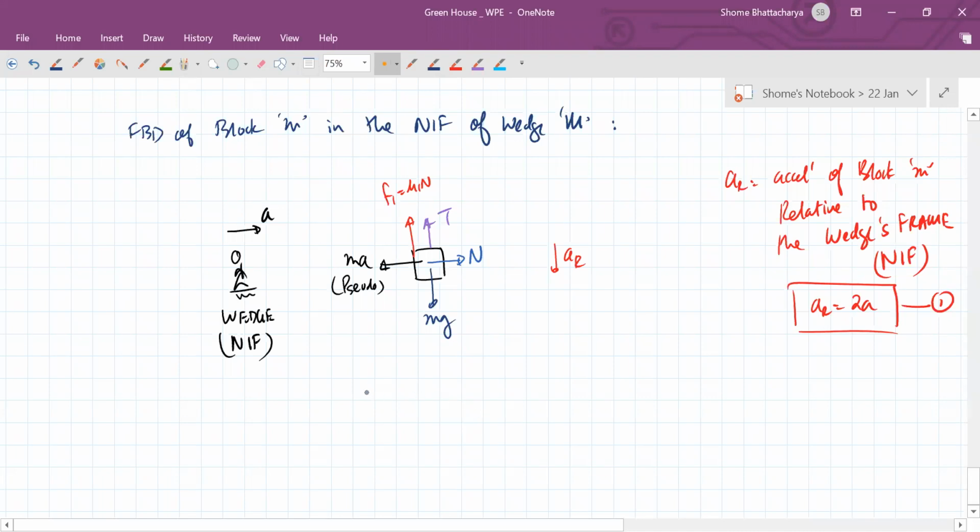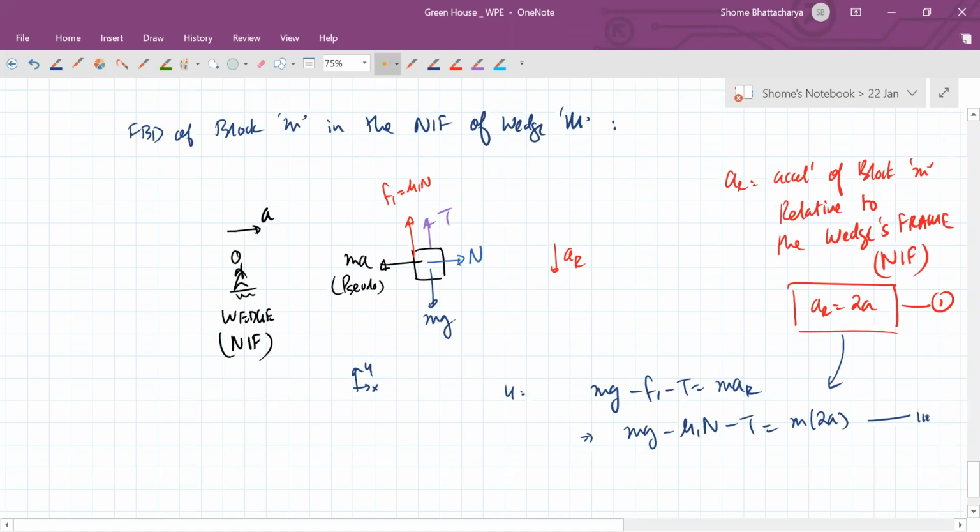So now for the vertical and horizontal axis, let's write. Along the y-axis, we'll have mg minus f1 minus T, which is m into A relative. So this will become mg minus mu1 N minus T is equal to m into 2A when we substitute this. So this is our fourth equation.